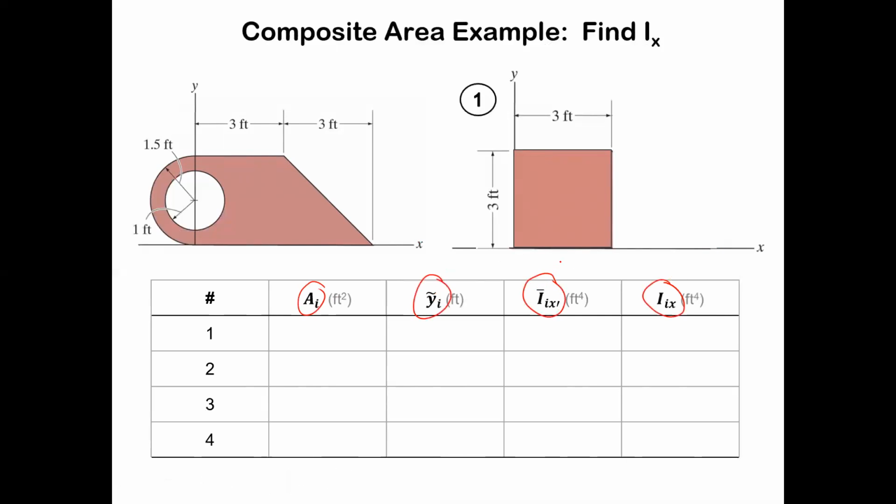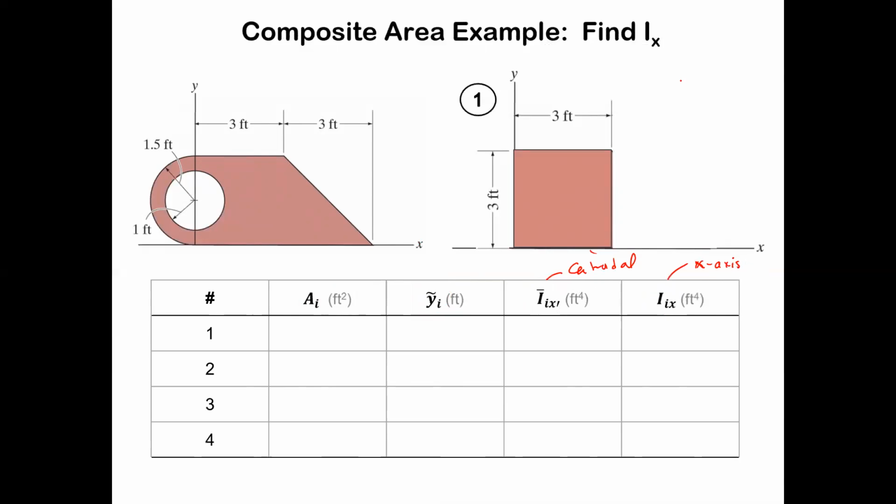So this is the centroidal one, right? This is centroidal. And this is relative to the x-axis. We may not fill all of these in, but we need to get the Ix's filled in for each body. If we don't need the centroidal one, we won't calculate it.